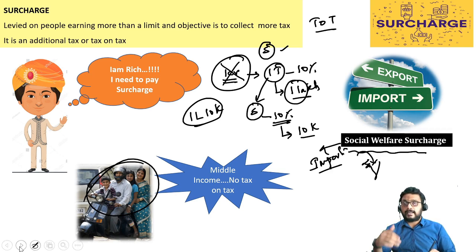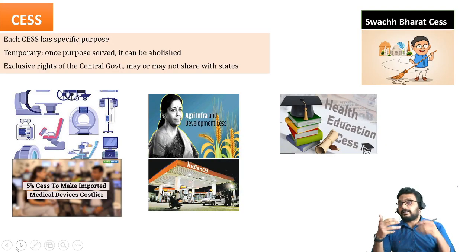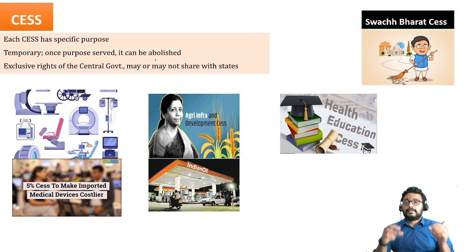Now what are the other earnings the government is getting? That is from the cess. Surcharge is for a general purpose, and when you talk about cess, cess is for a specific purpose. That means the government has some intention.